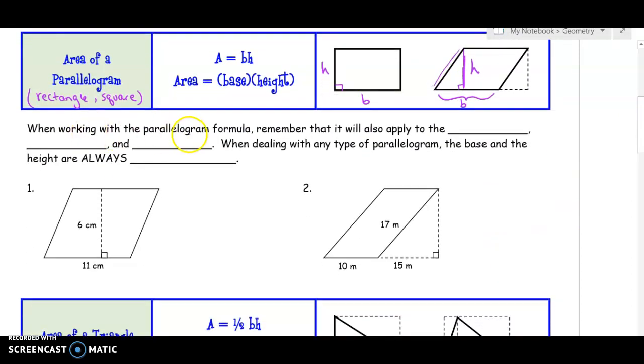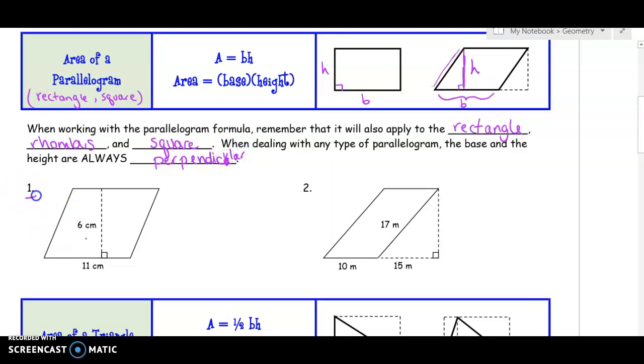When working with a parallelogram formula, remember that it will also apply to a rectangle, which I mentioned. I didn't mention this one: rhombus and a square. Remember, a rhombus is kind of like a leaning square. When dealing with any type of parallelogram, the base and the height are always perpendicular. So you want to make sure your base and your height are perpendicular.